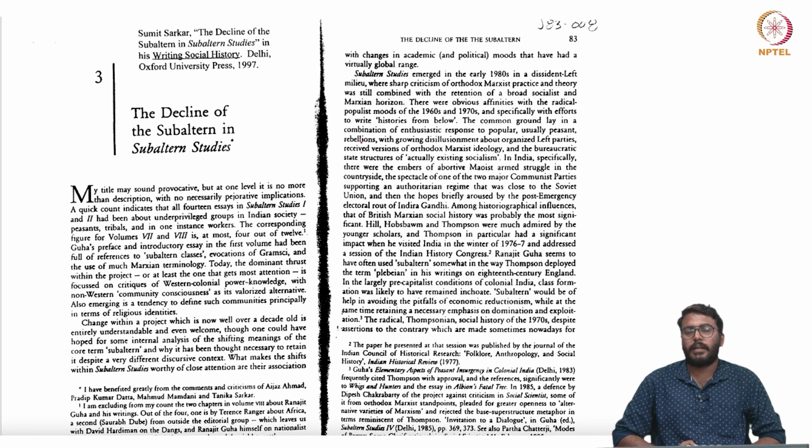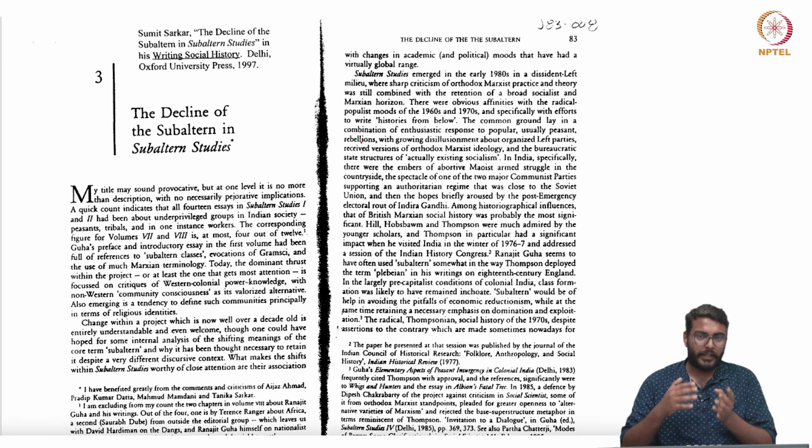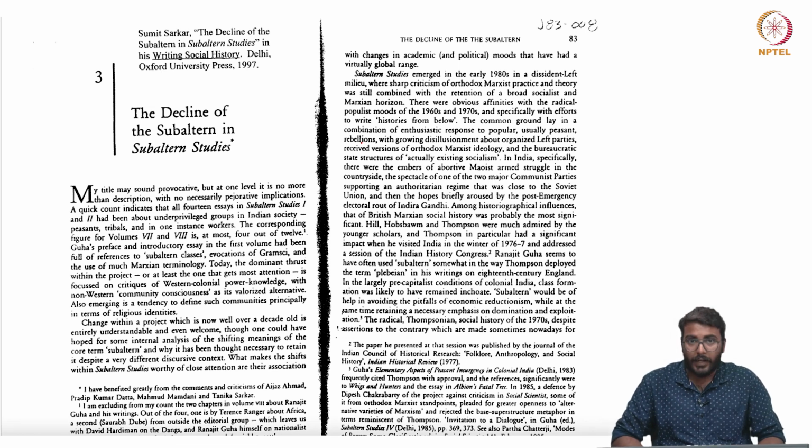The first is by Sumit Sarkar, who was part of the founding team of subaltern studies, right? Later he left the collective, and he has written an article titled The Decline of the Subaltern in Subaltern Studies. This was published in 1997. It was earlier published as an article and later included in his book Writing Social History. This is very important because this is an inside critique of subaltern studies. It is a critique that comes from a very important founding scholar of subaltern studies, who later dissented from it. And he is also a historian.